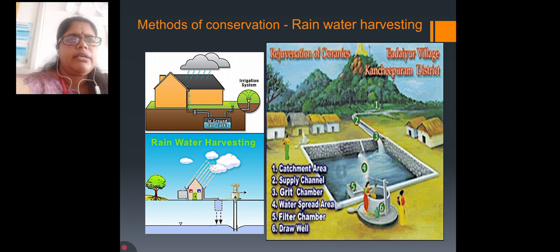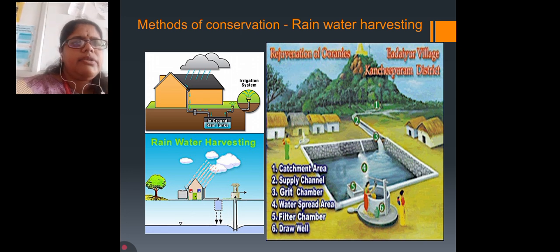So this is a diagram which represents rainwater harvesting in various regions, and on the right side it is the rainwater harvesting in a village as a whole. How the rainwater is harvested using a big catchment area: you have a supply channel over here, and there is a grid chamber, and the water is spread in the area. There is also a filter chamber, and there is a well through which the people can take the filtered water.